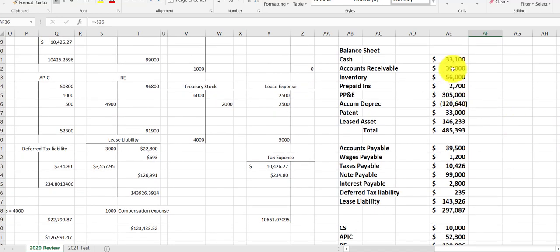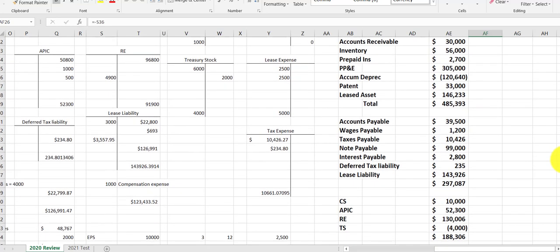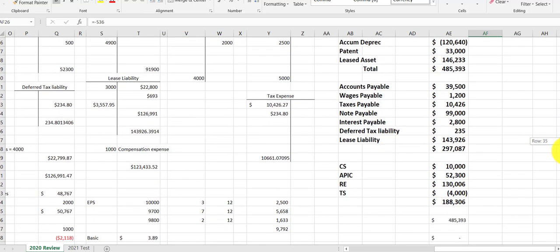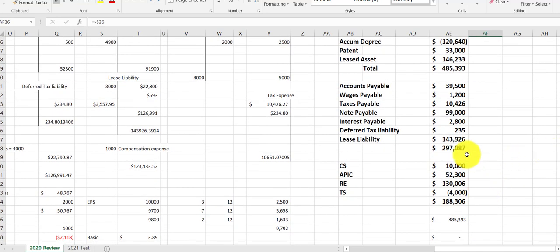Here's what it should look like on your assets, your liabilities. Remember, you could have put the interest in the interest payable instead of the lease liability, which would make this one higher and this one lower by the 693. That's a possibility easily and would still be correct. Making sure it balances for 485,393, liabilities and equity equals our total assets.